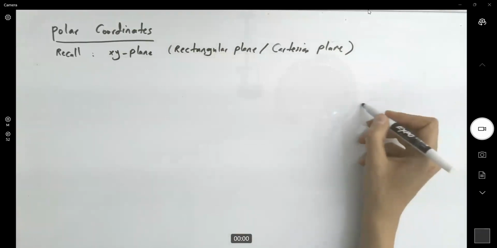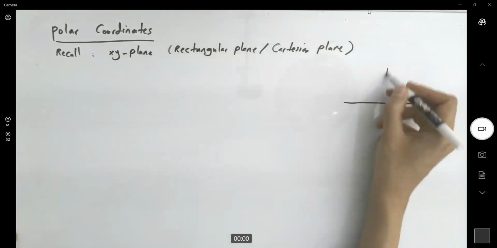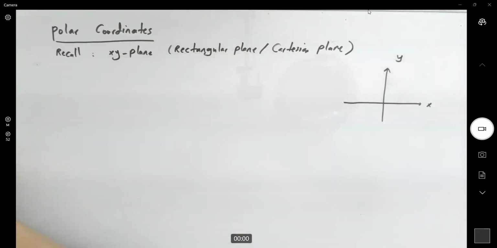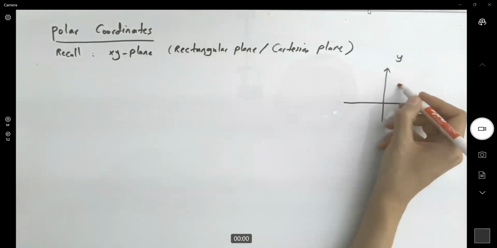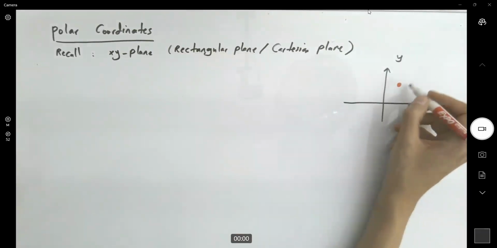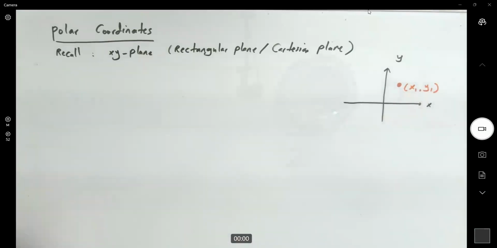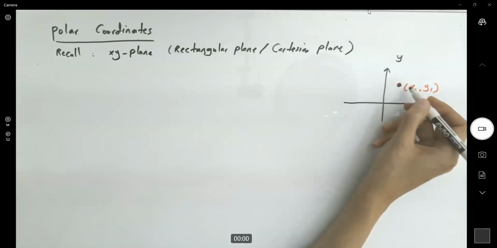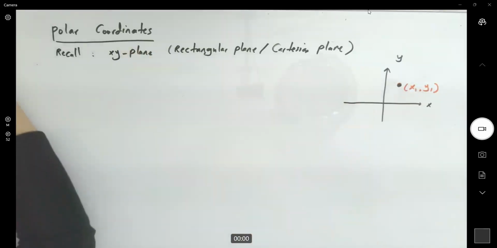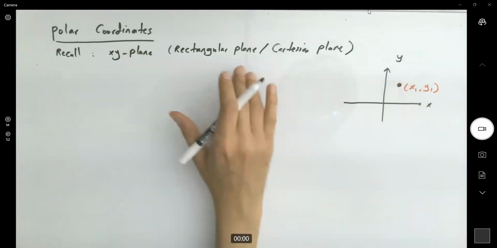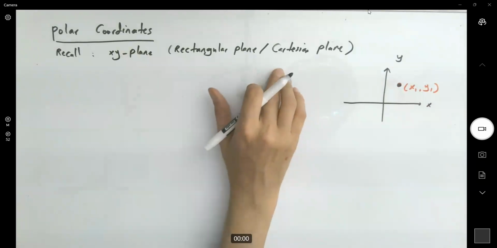So remember that here you have your x-axis, here you have your y-axis, and you have your particle moving from one position like x1, y1 to another position x2, y2. This is my particle, whatever it is, it's a fly, it's a bird. It doesn't matter whatever that particle is. This particle is moving in the xy plane, rectangular plane, Cartesian plane.